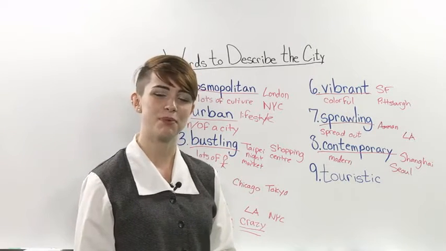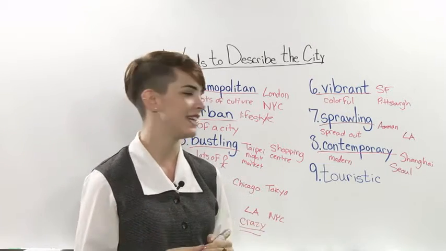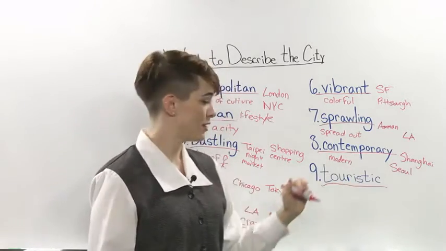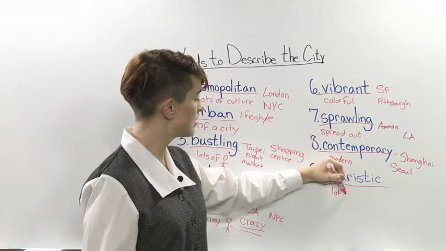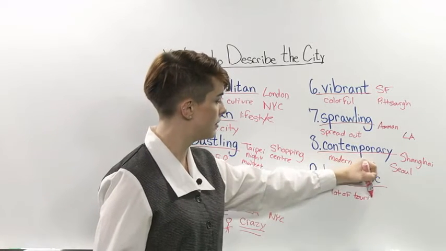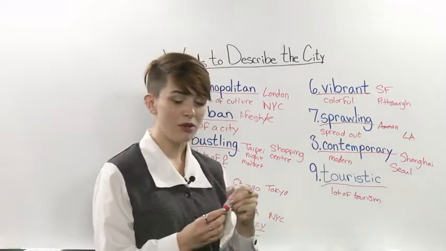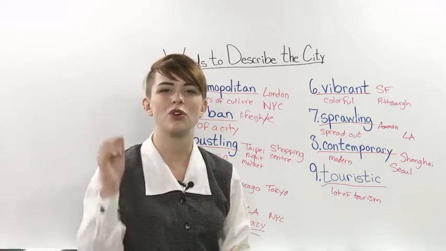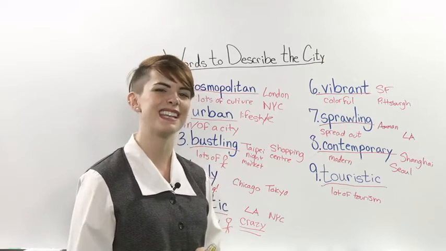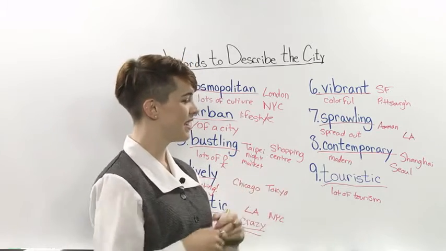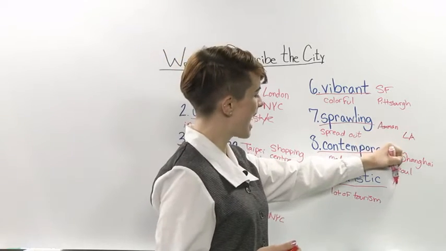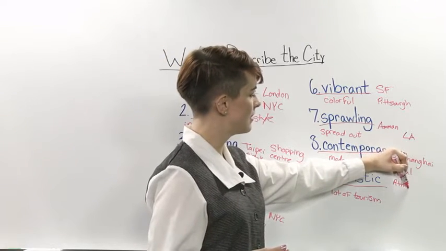Our last example of words to describe a city here is touristic. Touristic means you have a lot of tourism all year round. People from all over the world want to go to your city to see a special thing inside your city. It is very touristic. An example of a touristic city might be Athens.